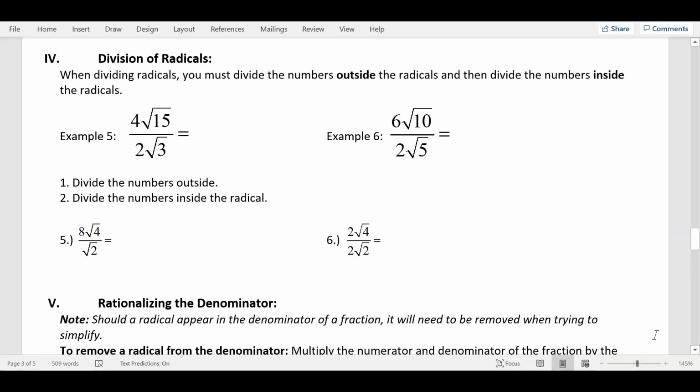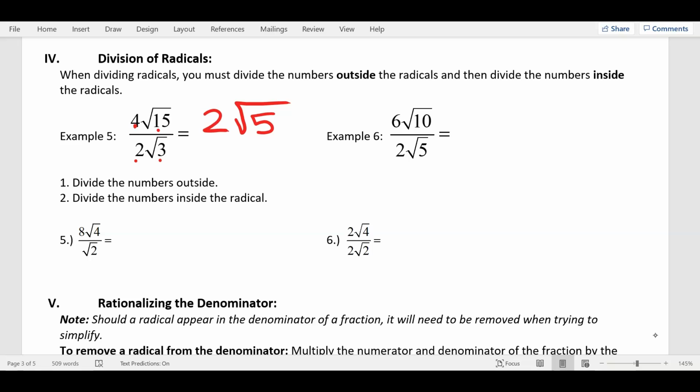When you're dividing, it's just like multiplying. It'll be outside divided by the outside, and then next to it, inside divided by the inside. No big deal. So let's do that on the left here. So 4 divided by 2 is what? 2. And now inside the square root, 15 divided by 3 is what? 5. 5 is prime, doesn't break down. That's it. 2 square root of 5. Outside divide, inside divide. That's it.